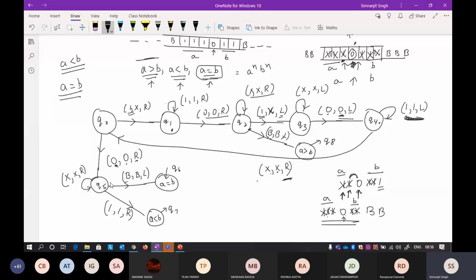Okay, so suppose when the number of A's is less than the number of B's, I am standing at Q5. And on the right hand side I encounter a 1. Okay, so it directly means that the number of B's is greater than the number of A's. So that is why I've defined a different state. Okay, so that is a little difficult one, and the explanation of this question was a bit lengthy, so that is why I've discussed this particular question in the class.